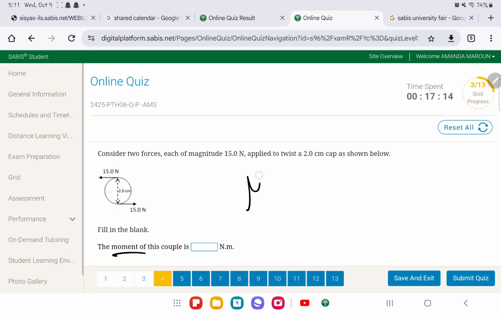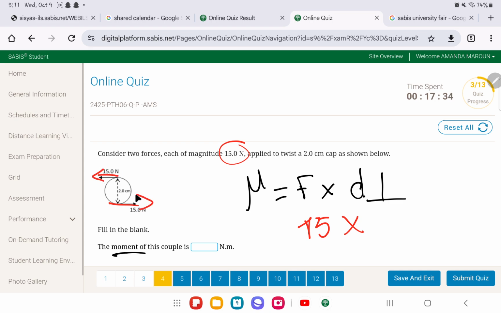We know that the moment for any equation is the force multiplied by the perpendicular distance. Here, you can do it. What is our force? Our force is 15 newtons. Then we multiply it by our perpendicular distance. You can take the perpendicular distance between both of the forces, which is 2 centimeters. But did we pay attention to what they asked us?